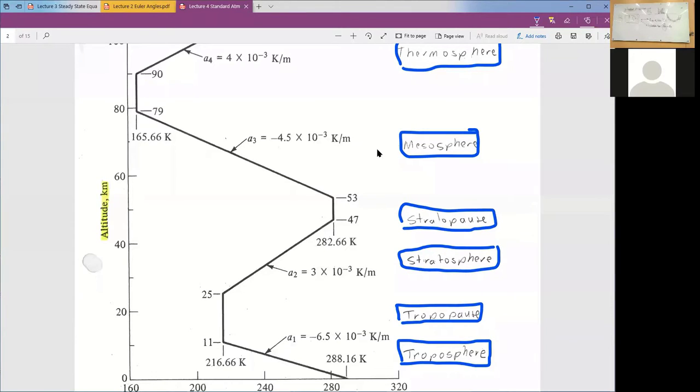So in this graph, there's two different regions. There's what's called the gradient region, where the temperature is changing. And then the slope, notice it tells how fast per kilometer the temperature is decreasing. And then there's what are called the isothermal regions.